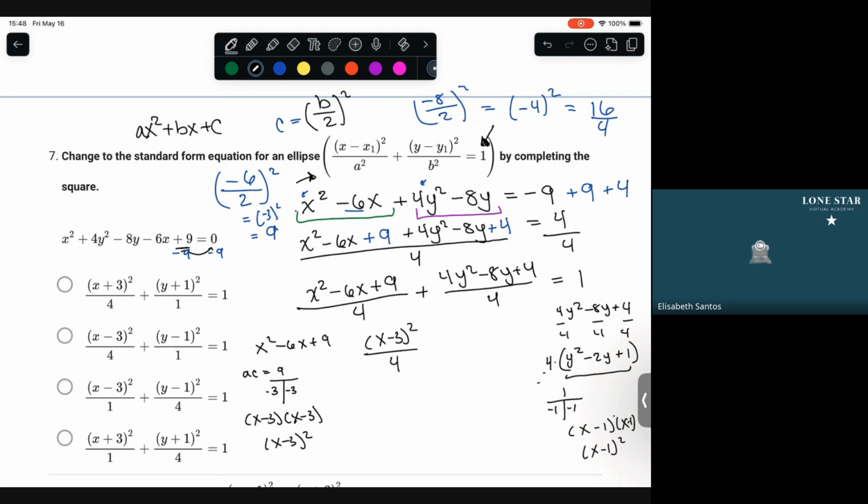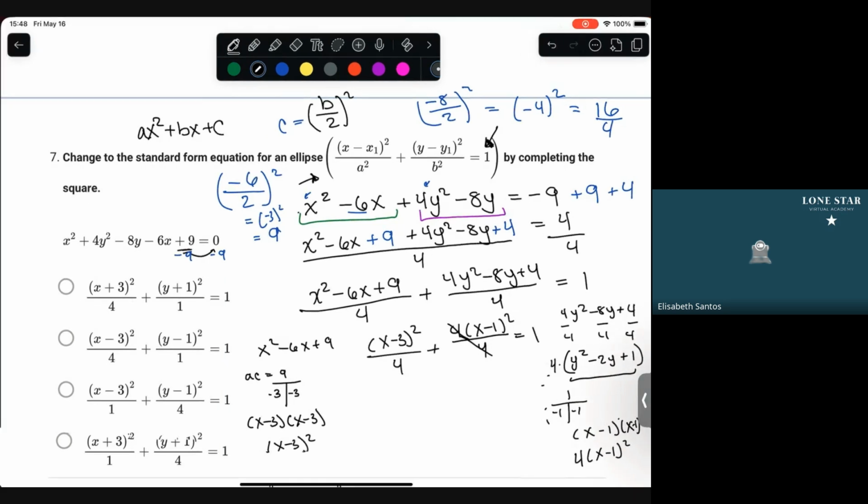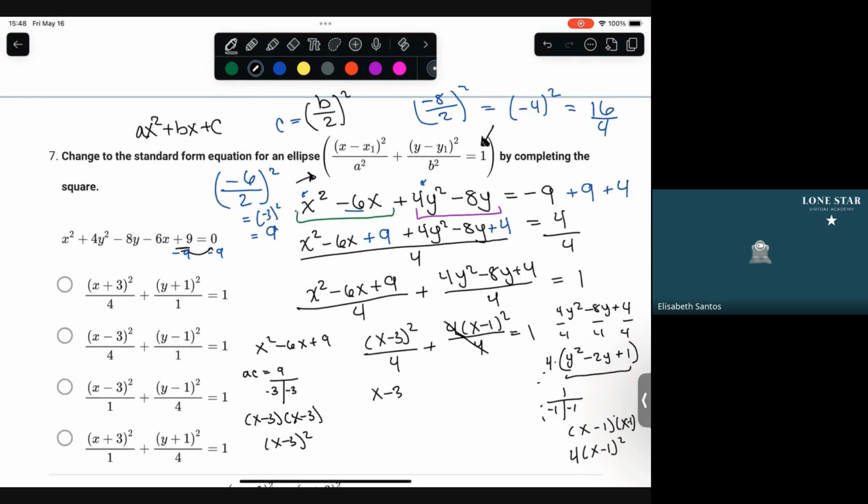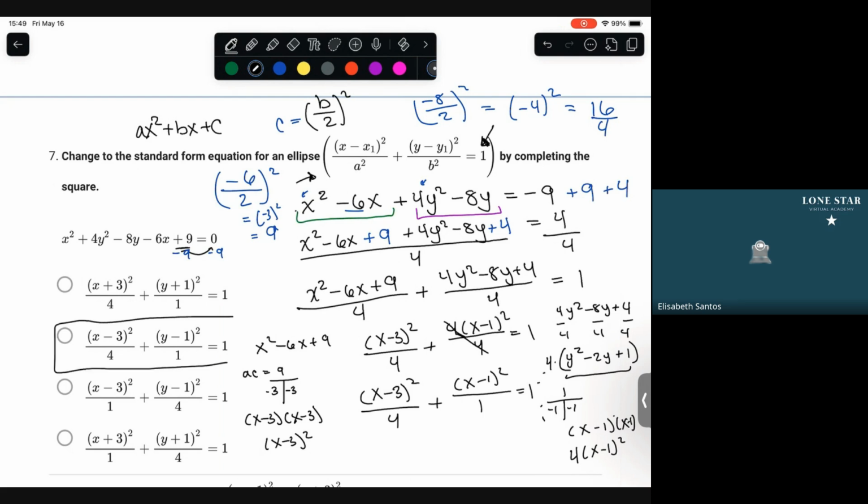And then that 4, just make sure we bring it back. So we have plus 4 of x minus 1 squared over 4 equals 1. So again, we're getting closer. And then we notice here, we have a 4 over 4. They cancel out. And therefore we have x minus 3 squared over 4 plus x minus 1 squared, and we see that's 1 equals 1. So the correct answer would be this one.